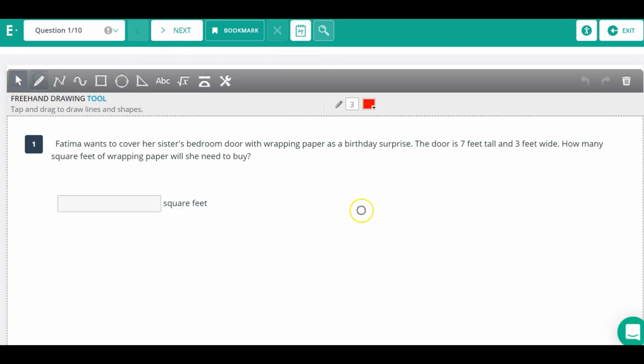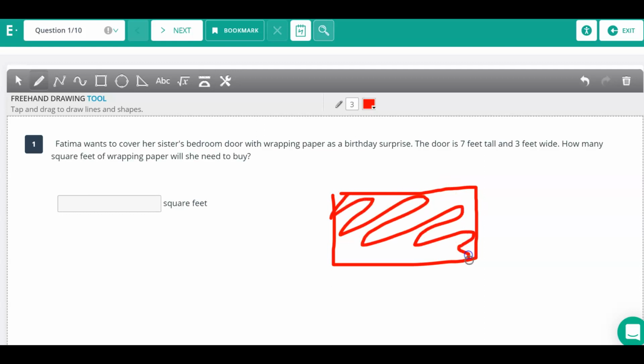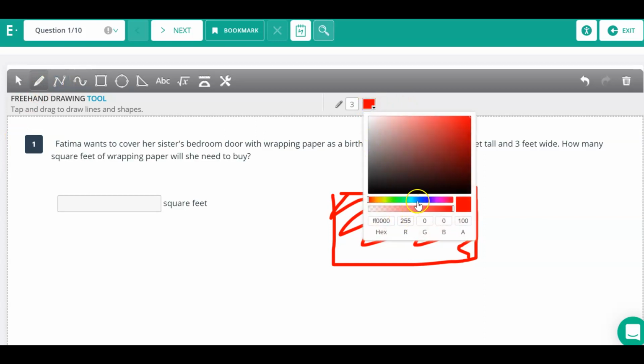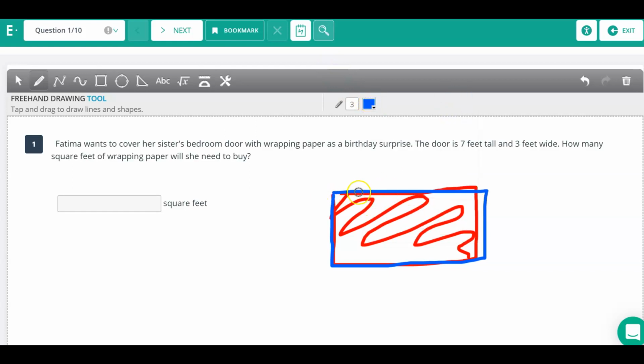Now, area is the inside of an object, and it measures how much space it takes up. Perimeter measures the outside of an object. When you think of perimeter, I want you to think of a fence. The inside would be how much grass, and the outside would be how much fence. Please go to your Edge Elastic today as we practice our area and perimeter.